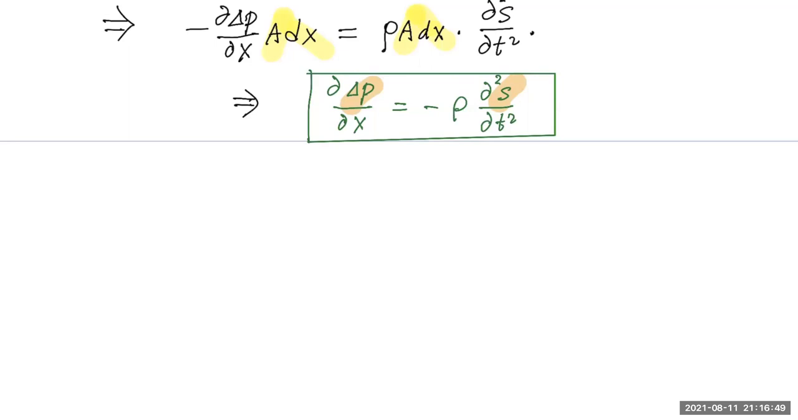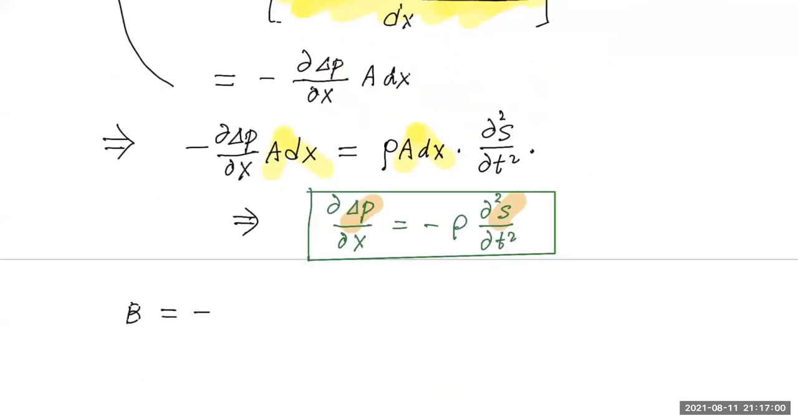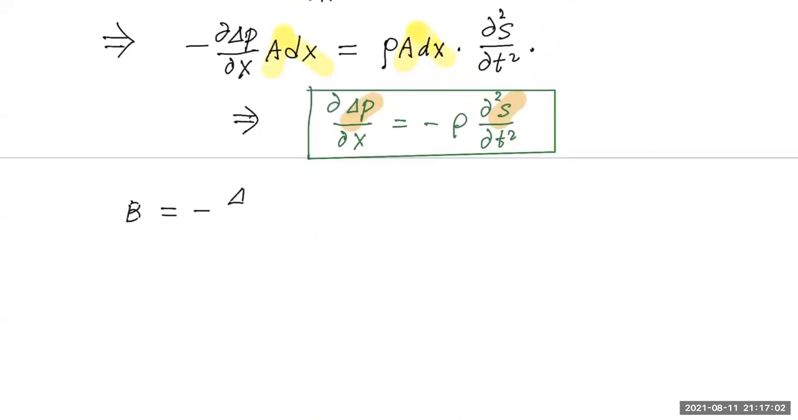The bulk modulus equation, once again, I'm going to first write down the generic equation. It says that B equals negative delta P over delta V divided by V naught. That is the generic definition of the bulk modulus. But in our case, what is delta P? What is delta V? And what is V naught?